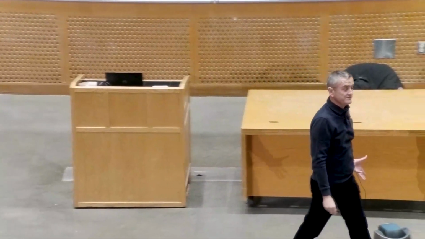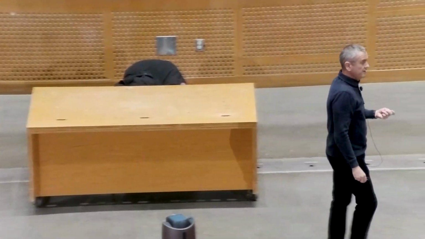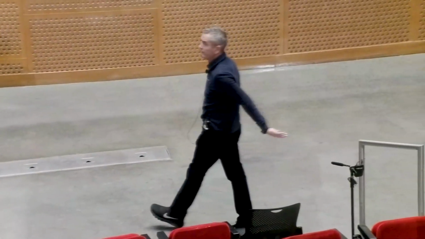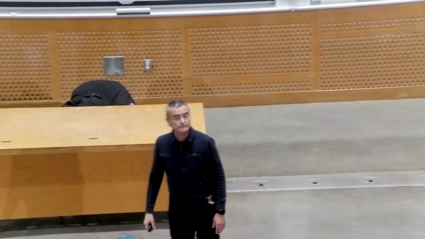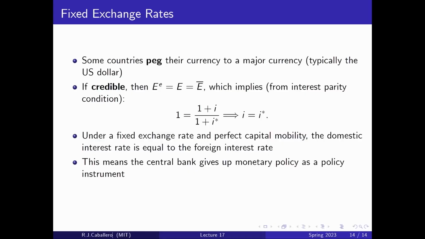So that's what it means. You give up your domestic monetary policy if you choose to peg to another country. A little later, I'm going to tell you why countries may choose to do that, but that's what you do. And covered interest parity tells you that that's what you do. You're not going to be able to deviate very significantly from the interest rate that the other country is setting if you want to maintain your fixed exchange rate.